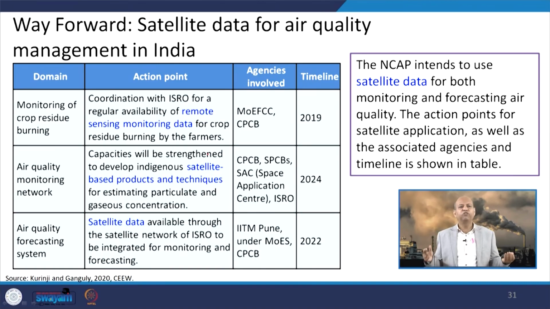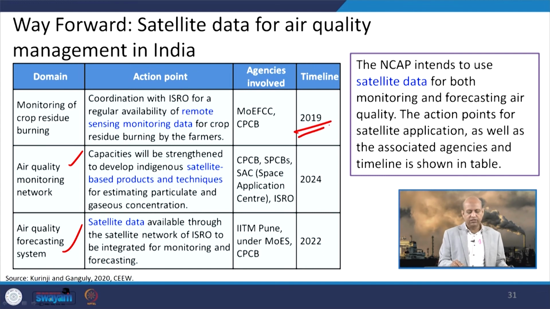Well, so what is the way forward of these satellite observations, which are growing day by day, and in different ways we can get the information? The NCAP, the National Clean Air Program, has the objective to use satellite data for both monitoring as well as forecasting of air quality. The action points for satellite applications as well as the associated agencies and timeline are shown in this particular table, with domains like monitoring of crop residue burning, air quality monitoring network, and air quality forecasting system.